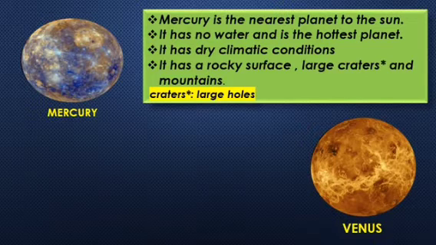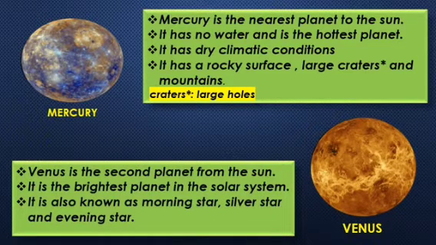Children, which is the nearest planet to the sun? Mercury is the nearest planet to the sun. The second planet, Venus. Venus is the second planet from the sun. It is the brightest planet in the solar system. It is also known as morning star, silver star and evening star.